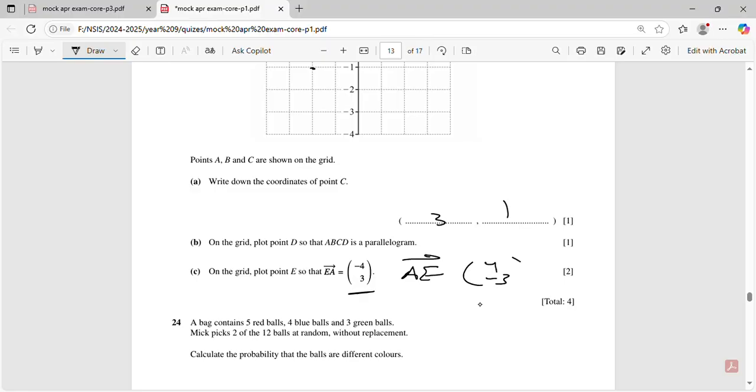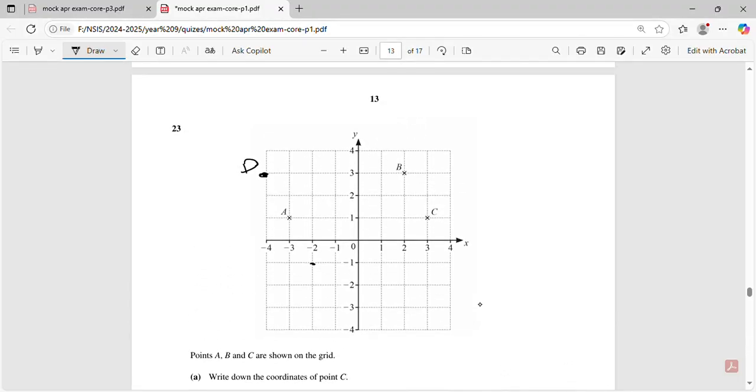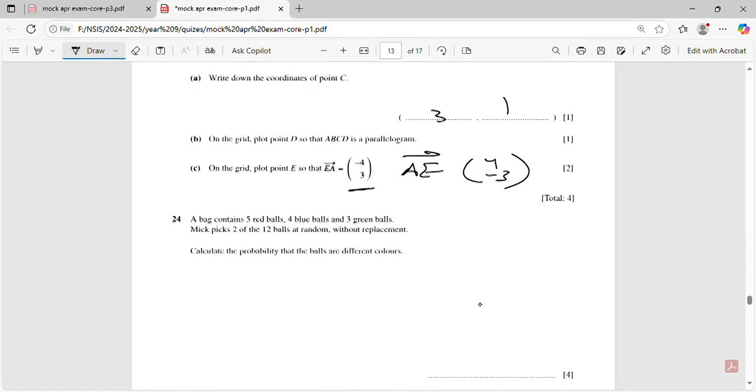4 and -3, perfect. I will just flip the sign. Just the sign, not the number. So from A, I will go 4 and -3, it will be here. So this is the point E. That's what we're searching for. Okay.